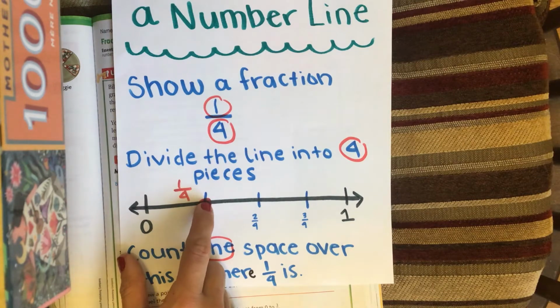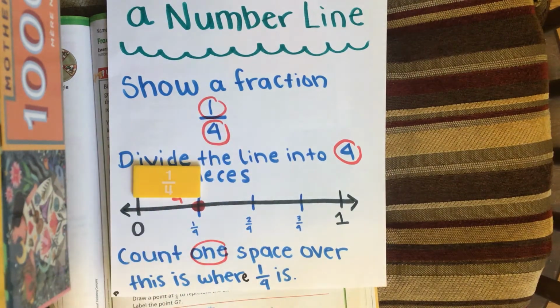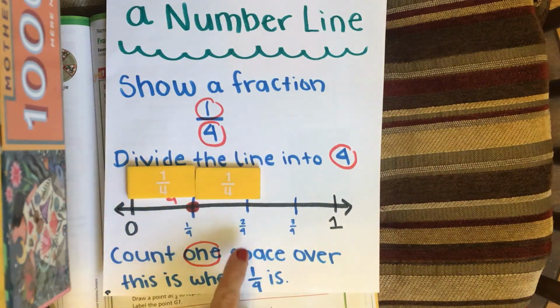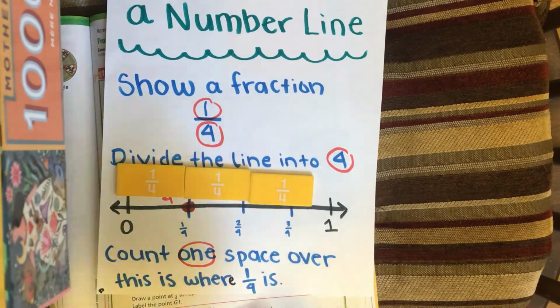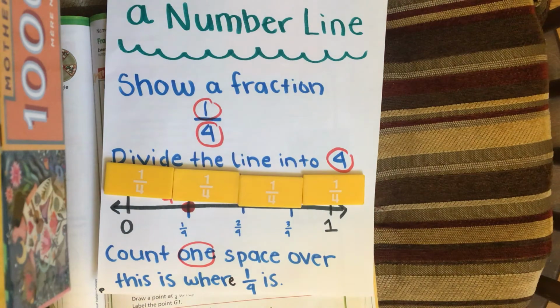Now to finish showing the whole number line, this might even be a good time to take your fraction strips back out to help you. This would be 1/4. This would now be 2/4. This would now be 3/4. And finally, 4/4 would make 1 whole.